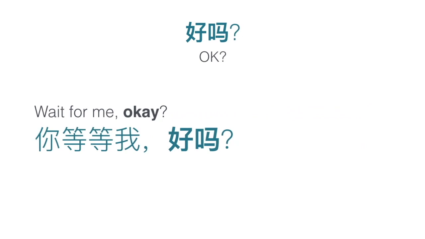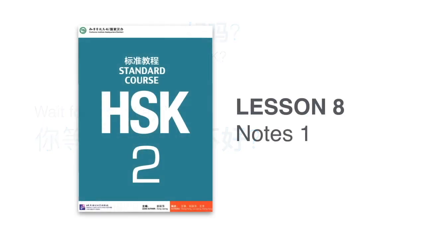Wait for me, okay? 你等等我好吗？ becomes 你等等我好不好？ This is like the person is saying, hey, how come you're not waiting for me? Can you wait for a bit? 你等等我好不好？ Okay, great. Now you can review the grammar point as written in the textbook under Lesson 8, Note 1.